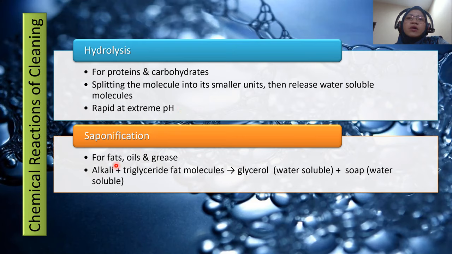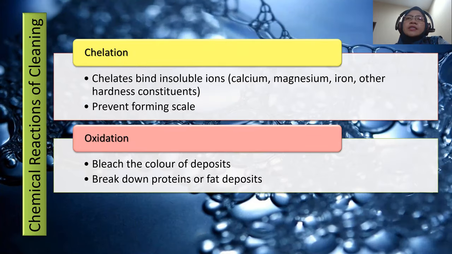Saponification will affect fats, oils, and grease. It is a type of hydrolysis. In this process, alkali will react with triglyceride fat molecules to produce glycerol and soap, where both are water soluble. Chelation is a term from chelates. So chelation is a process where chelates bind insoluble ions such as calcium, magnesium, iron, and other hardness constituents. It will bind in a water-soluble cage, hence prevent the metal ions from forming scale.